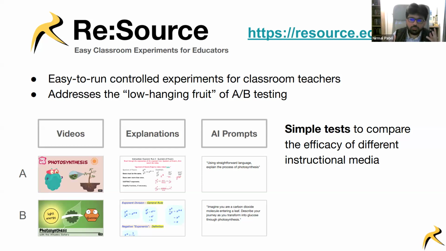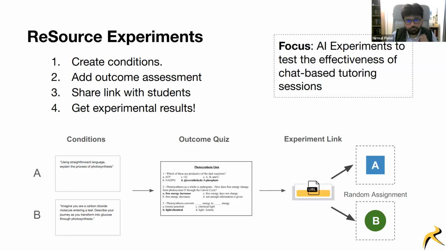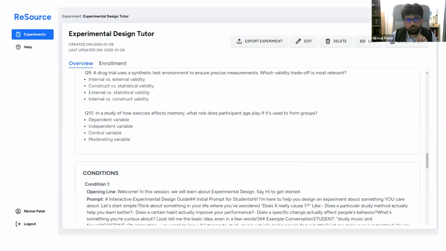So it's a very simple A/B testing tool, which also has built-in outcome measures. You have pre-test and post-test, and you can configure them. So you can very quickly run a small study, and it's very easy to define. Let me just show how that works.